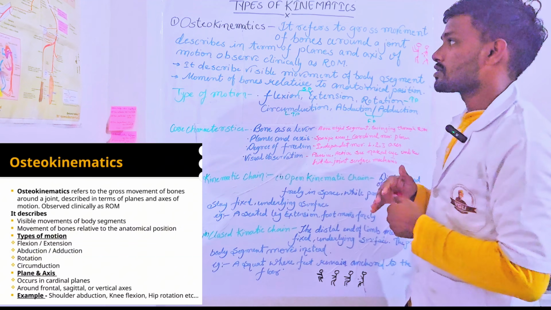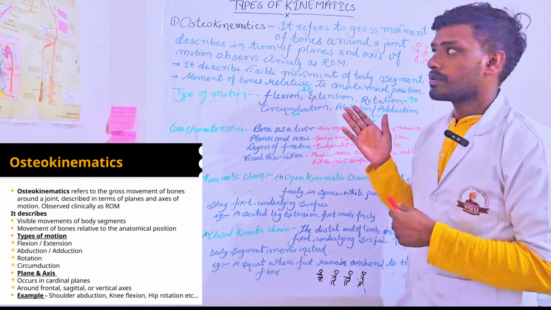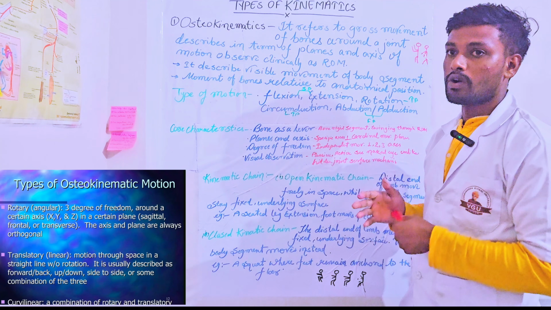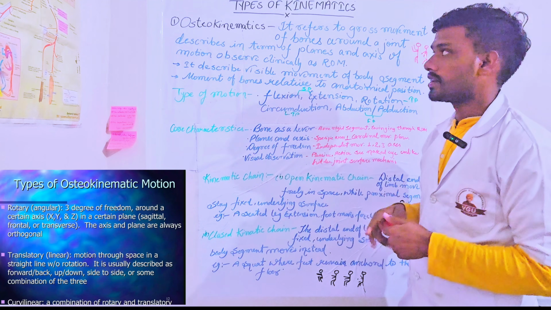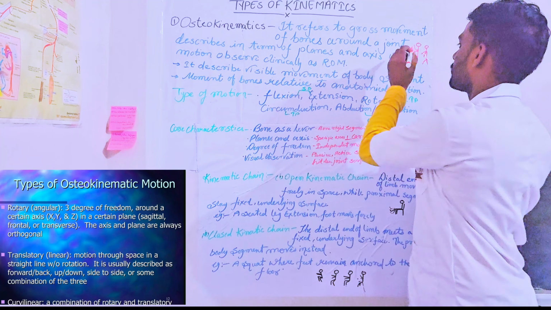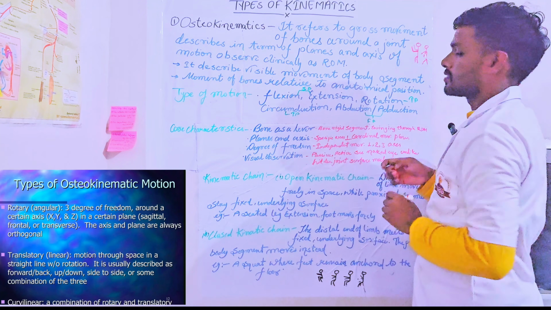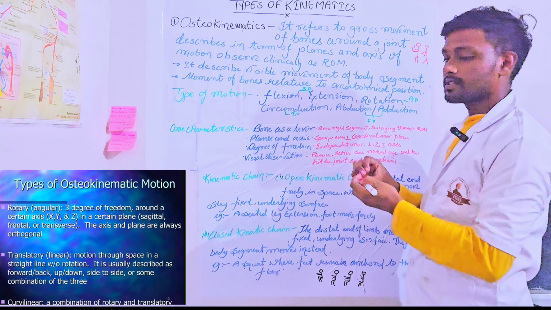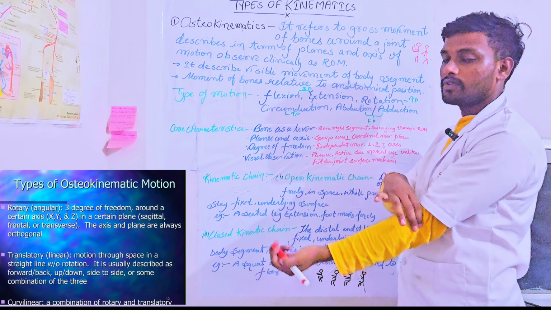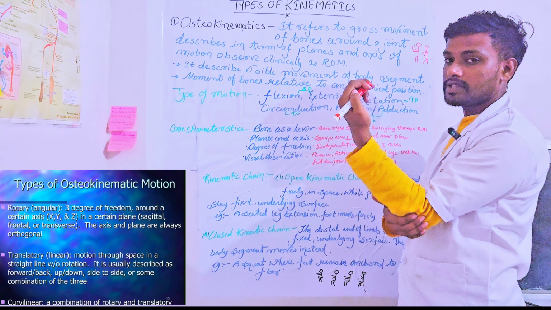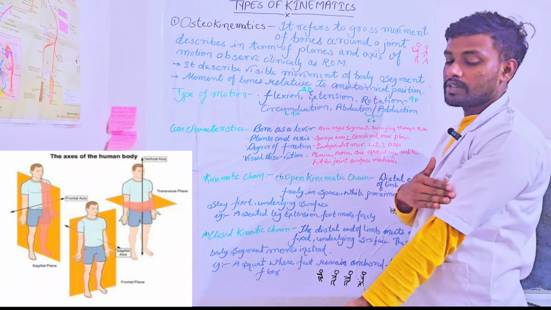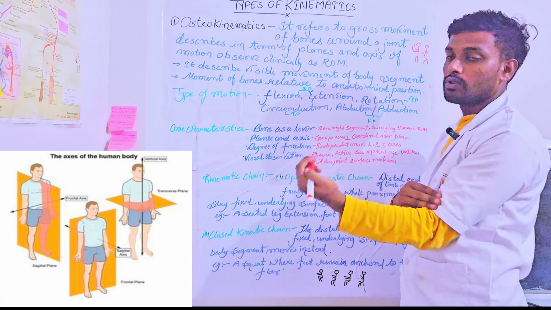What is that? In osteokinematics, osteo means joint segment and kinematics means the movement of the particular joint inside the body. It refers to the gross movement of bones around the joint. The joint movement around the particular two bony segments. Like this is my elbow joint, this is the radius and this is the humerus. The joint segment is moving around that. This is my axis and the joint segments, and these two or three bones are moving. So this is my osteokinematics movement. It is clearly visible movement.